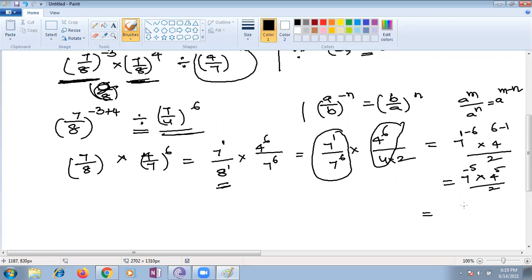Or else, how are we supposed to take this? 4 to the power 5 upon 7 to the power 5 into 2. Listen, I'm taking 4 power 4 and one more 4 extra for the cancellation of these two, so this becomes 7 power 5 multiplied with 2. How much is 2 written as?